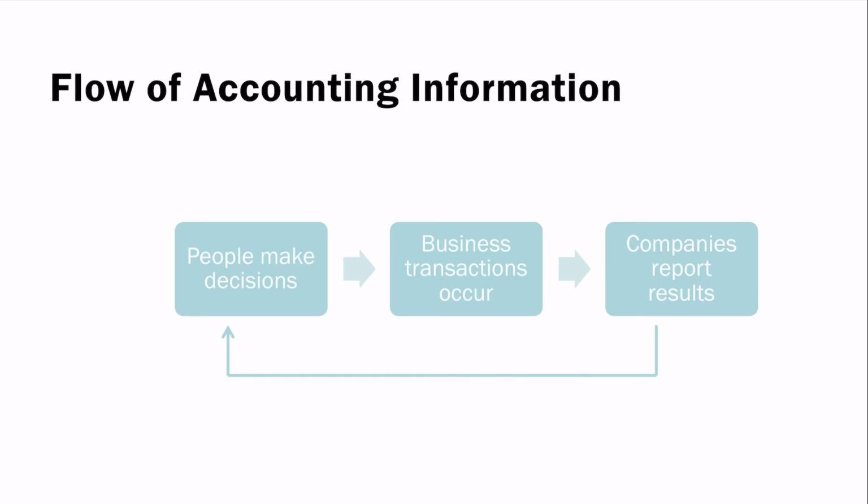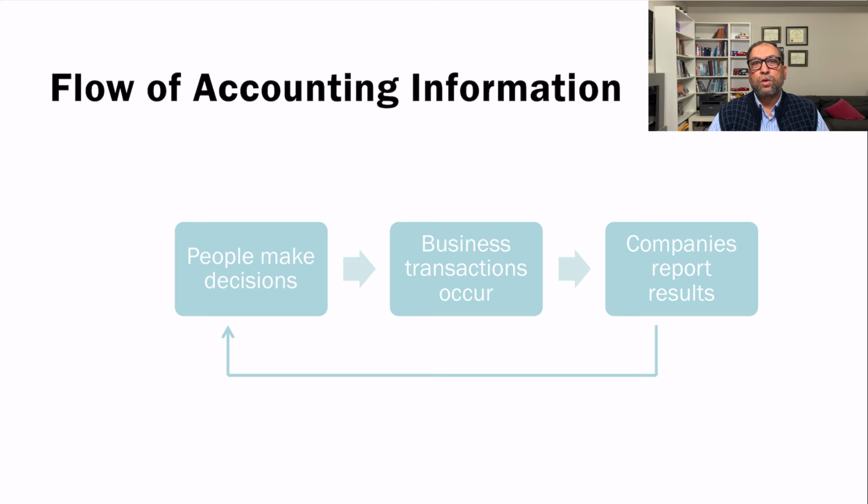Now, how the accounting information flows. Managers, those who are responsible for making decisions for the organization, decide what they have to buy, where, what they have to sell, at what price, at what cost they have to buy, and how many people they have to hire as workers. These decisions take place at the level of managers, supervisors, or the board of directors. These are all the people who are involved in making decisions.